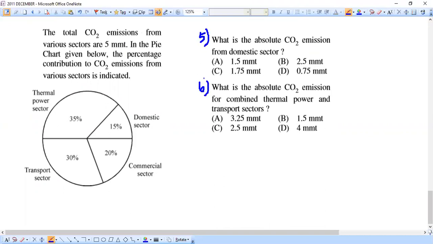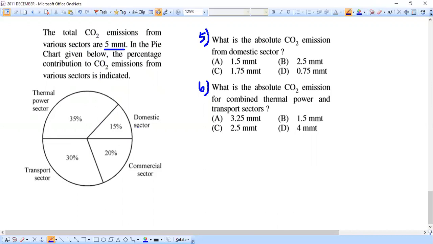The questions appear to be very simple. It's just going to be percentage calculation, because this graph itself is telling us what logic should be used here. Anyway, we'll see the question. The total carbon dioxide, CO2, emissions from various sectors are 5 mmt. That means the total emission is 5 mmt. Then the chart below gives what percentage is emitted by each sector. This is what is given.